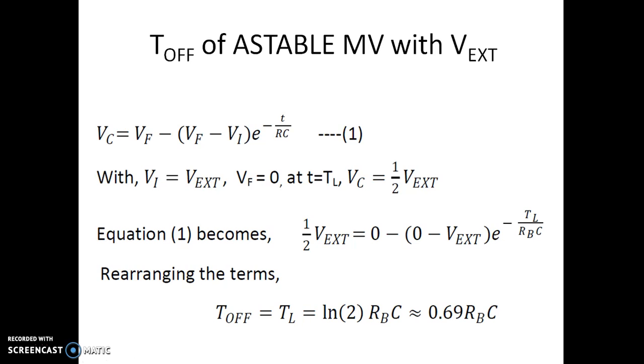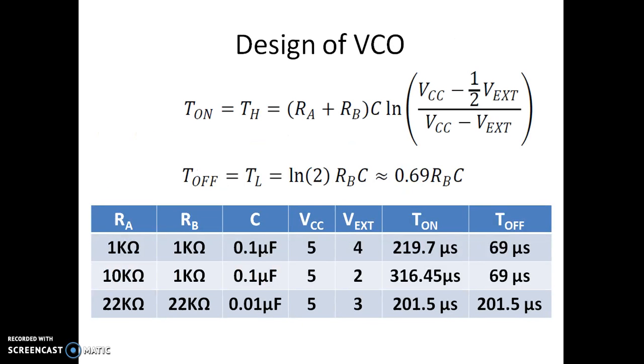So in the case of an astable multivibrator using V external, only the T on changes with respect to the external voltage, whereas T off remains constant. So certainly the value of total time changes, which will change the frequency. That's why, if you are using an external voltage, we can call an astable multivibrator a voltage controlled oscillator.